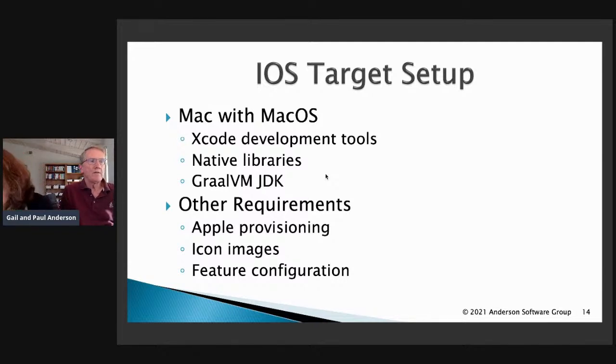And the Gluon client plugin will generate default configurations for iOS-specific settings, such as a plist file and a default icon set. For mini golf, what we did was we modified that plist file to allow only portrait mode, and we customized the default icon set. And there are some app icon generators, and Gail's going to show you that now.